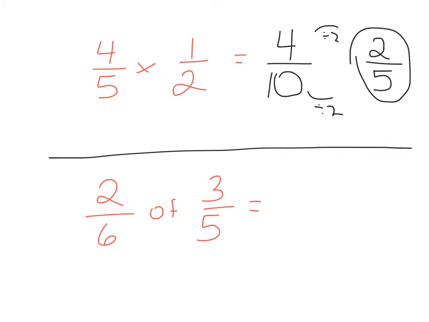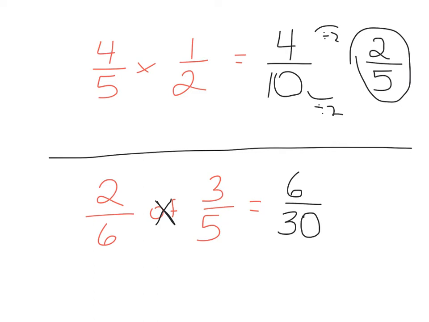Now the next one, 2/6 of 3/5. Well, I know that's multiply, so I'm just going to change that "of" to a multiplication symbol. So now I can multiply. 2 times 3 is 6, and 6 times 5 is 30. So first I multiplied the numerators and did 2 times 3 to get 6. Then I multiplied the denominators. I did 6 times 5 to get 30.